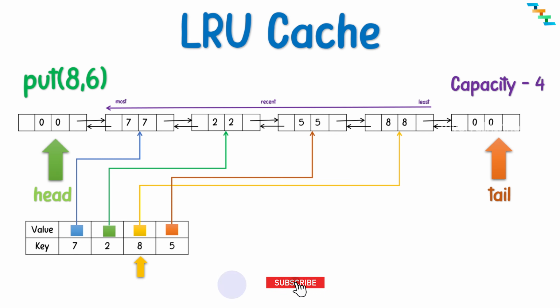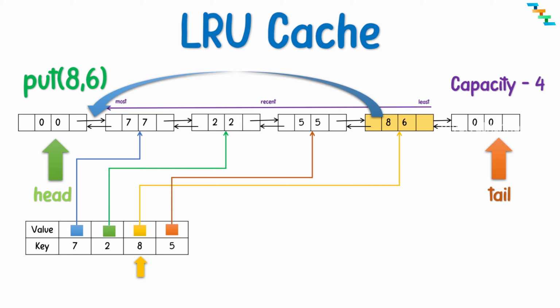Now we will see another example where the key is already present in the hash map but the value is changed. We add the entry with key as 8 and value as 6. First check if the key is present in the hash map. Yes, the key is present in the hash map. Next, get the node associated with the key 8. Change the value to 6 in the node and then remove this node from the linked list. Then add this node to the head node's next.